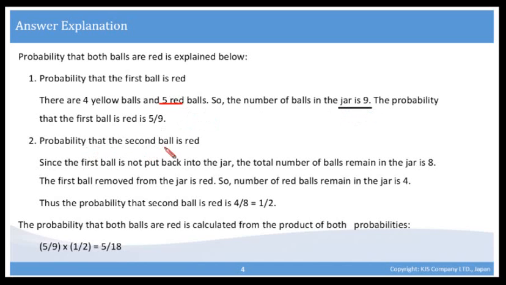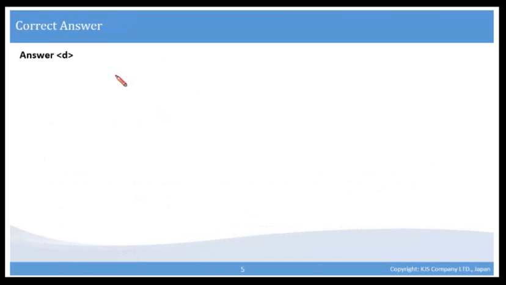And then the second red ball, since we know that the first ball is not put back into the jar, and we know that we have taken the red ball out, we're going to have 4 red balls in the jar. And the total number of balls in the jar is just going to be 8 now. So we can apply the same thought process that we did on the previous slide to this part, and we find out that that's 4 over 8, which is 1 over 2. So the product of the two probabilities gives us the probability that both balls are red, and that's just calculated here in this statement, which we did on the previous slide. So we can see that, as we suggested, the answer is D.